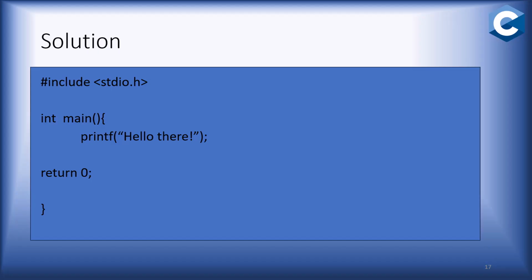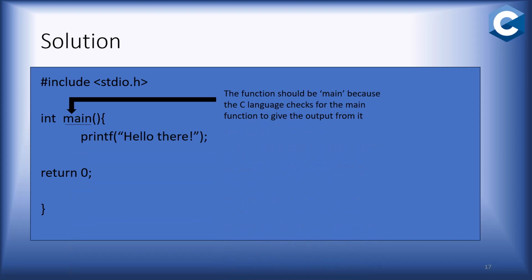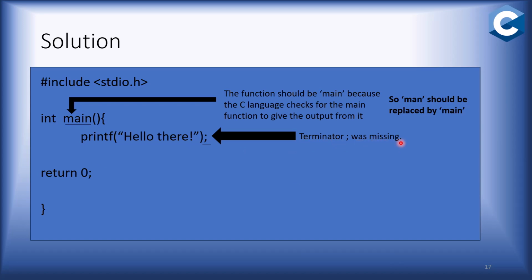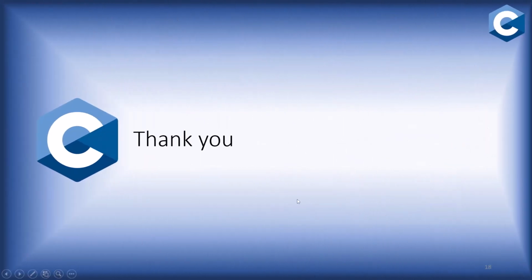There are a total of 3 errors in this program. The first error was to change the name man to main. The reason for this is that the C compiler first checks for the main function in the program. If it is not found, it will throw an error. The second error was to replace printd with printf. That was a silly error. The final mistake is to add the semicolon after the statement. If you found the errors, that's great. If not, that is not a problem. Just revisit the video and come to the challenge question again to clear your doubt.